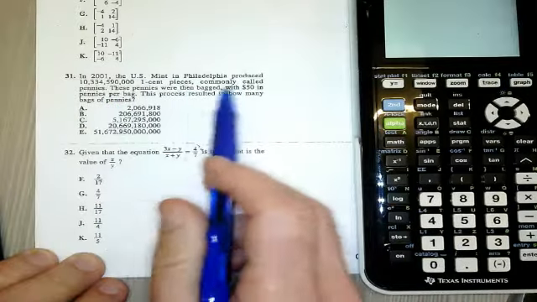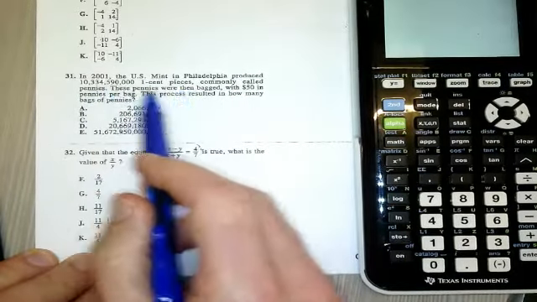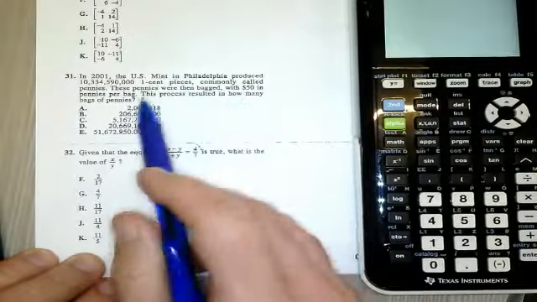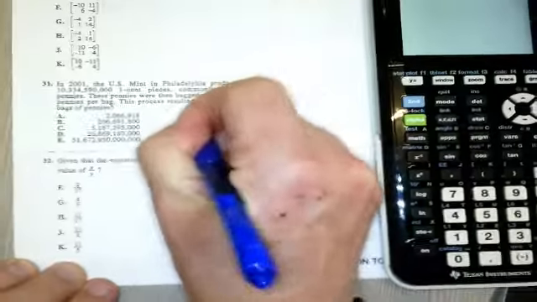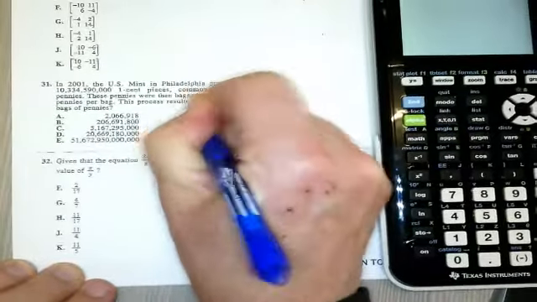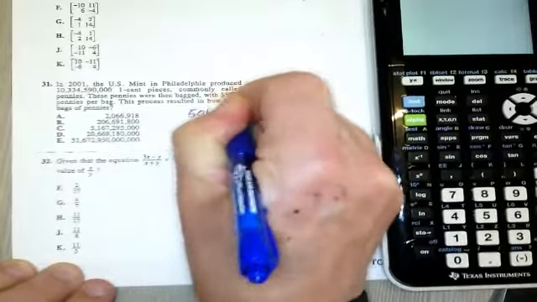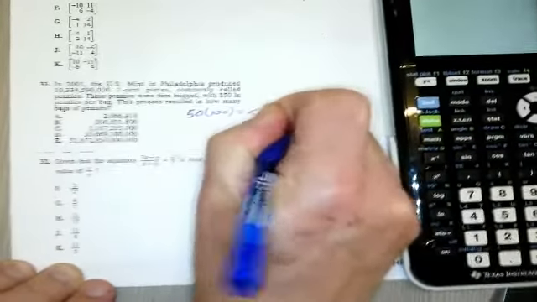In 2001, the U.S. Mint produced 10,334,590,000 1-cent pieces, commonly called pennies. The pennies were then bagged with $50 in pennies per bag. So $50 times 100 equals 5,000. So there are 5,000 pennies in each bag.